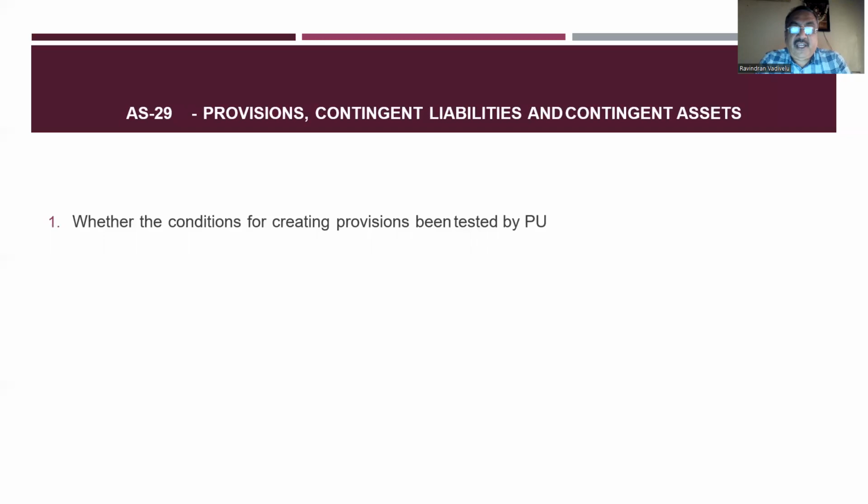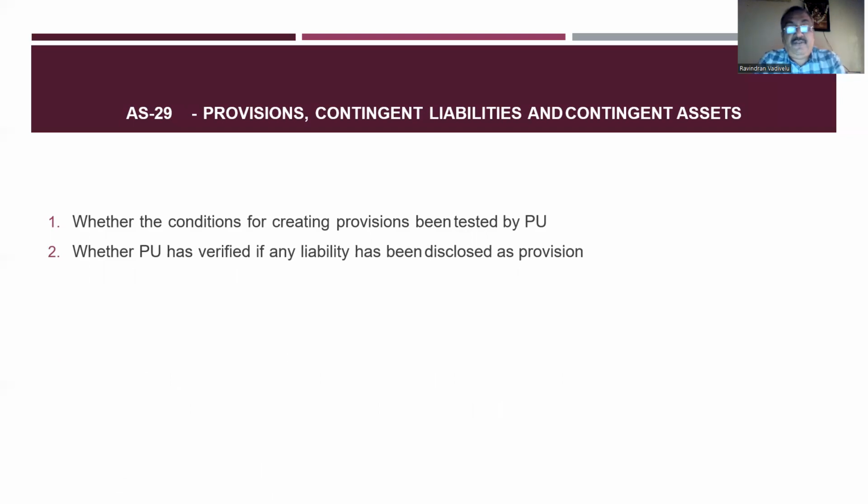Whether the conditions of creating provisions are being tested by the practicing unit. So here, whether the provision made by the company is correctly entered, whether the provision is actually required, whether the provision calculation is done correctly, that has to be seen and tested by the practice unit. Whether PU has verified if any liability has been disclosed as a provision. So provision is different, but liability should not be treated as a provision. This is the difference between a provision and a liability. So the liability should not be treated as provision.